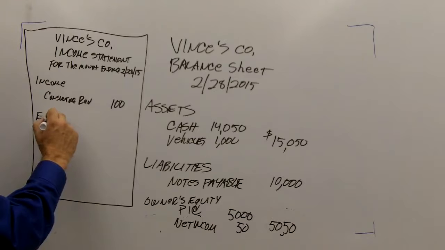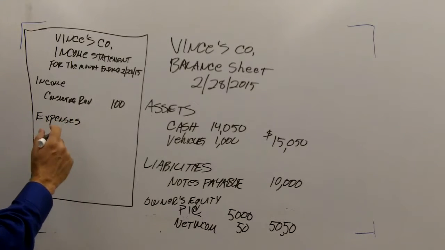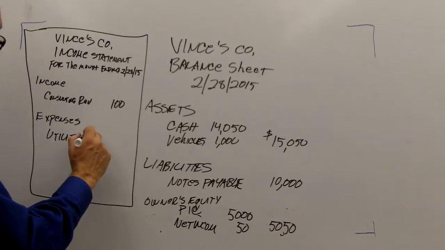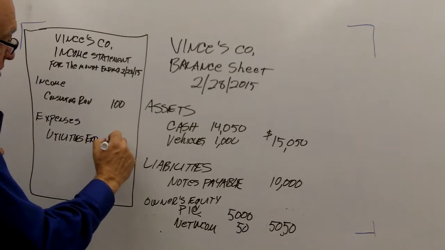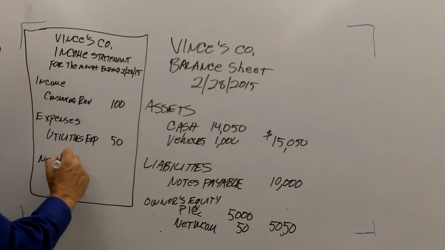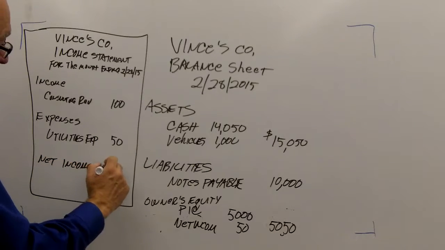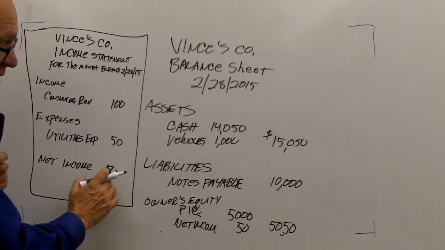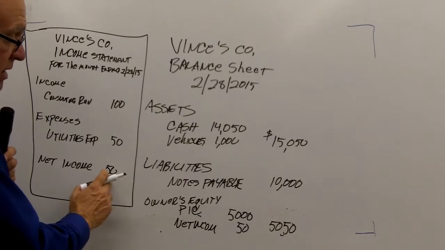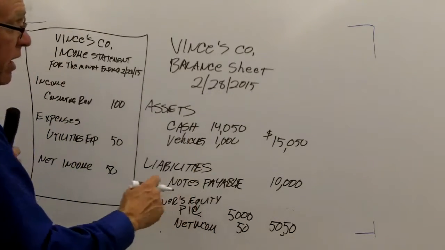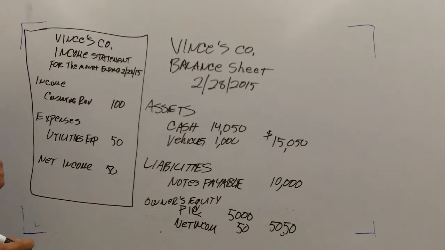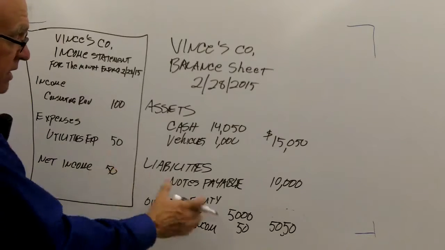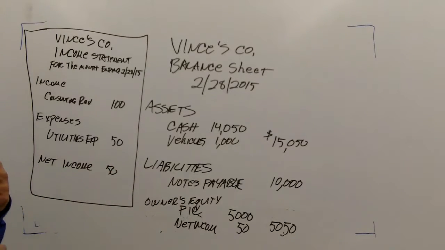And then I will list expenses. I have a utilities expense, and that was $50. And my net income is $50. And you see that this statement, the income statement, the net income, is also shown on my balance sheet as of that date. So it's net income that ties these two statements together.